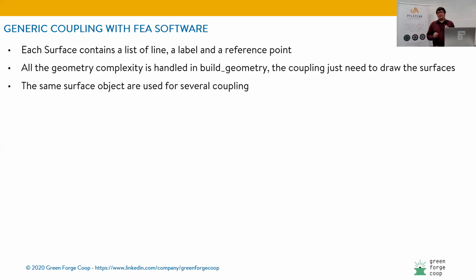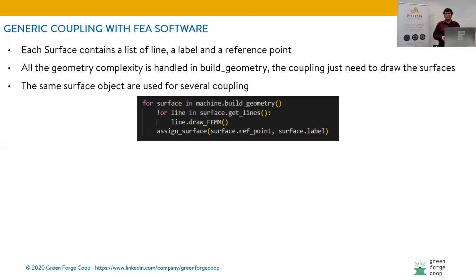And what is really interesting is that all the geometry complexity is handled by build geometry. That means that in the code that we have to do the coupling with FEMM, we have only something like that. We call the build geometry of the machine, so we get a list of surfaces to draw. And then for each surface, we take the list of lines and we draw the lines. So we draw the surface. And then we assign the surface according to the reference point and its label. All the geometry complexity is handled directly by build geometry. So the coupling is really simple.